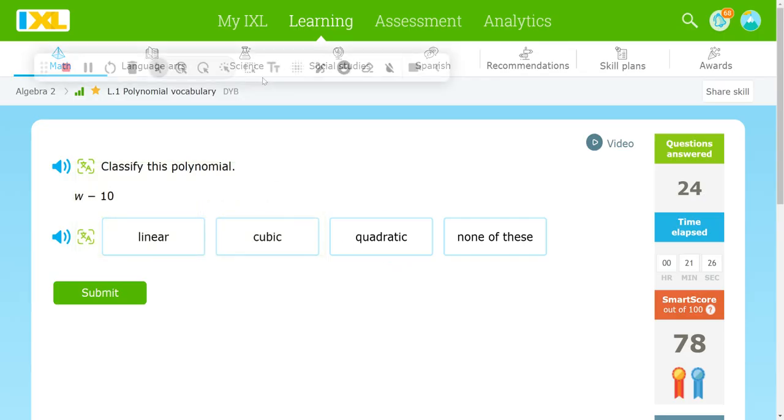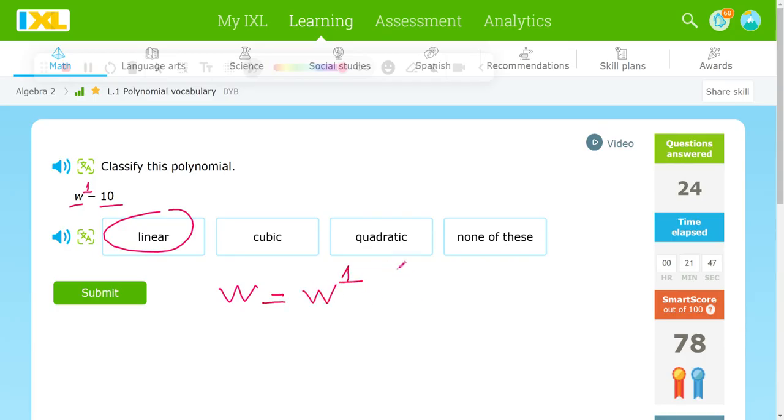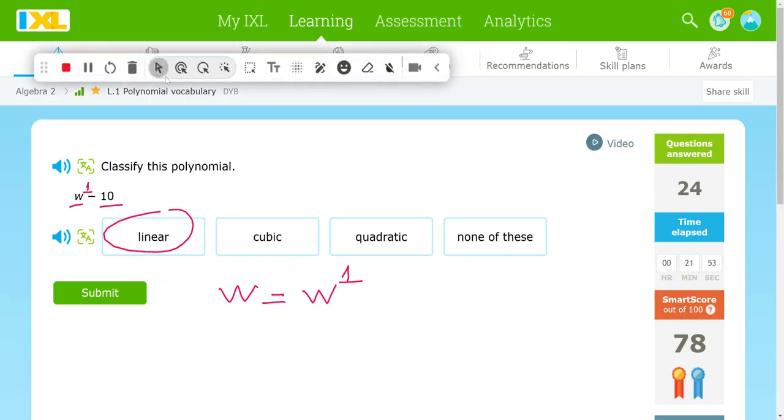And now, similarly, you want to classify this, you got one term, two term. Yeah, but they ask for the degree. Classify of the degree. So this is W, it means W power 1. Power 1, I choose linear. So the degree is called linear. Okay, so linear.